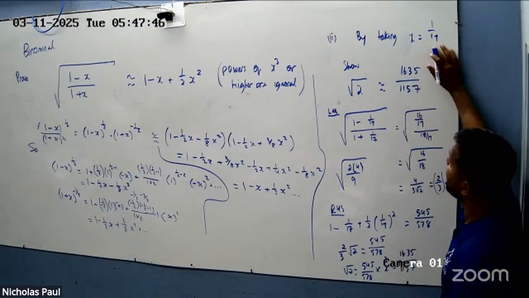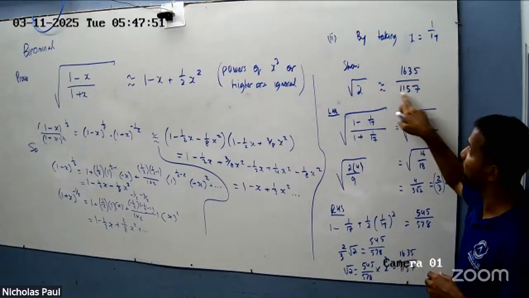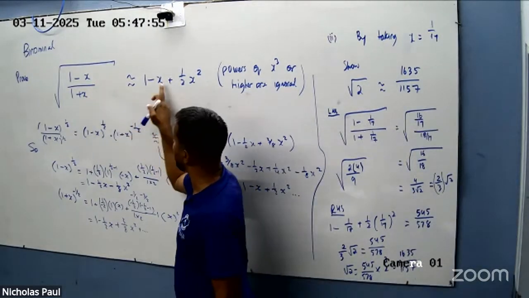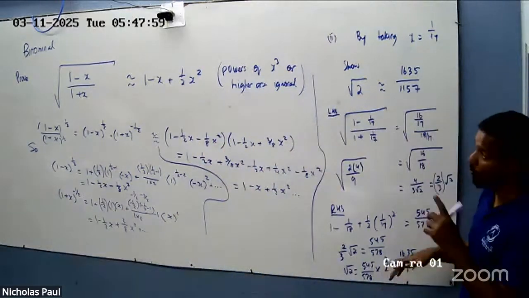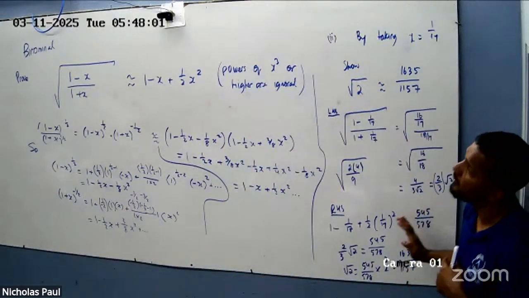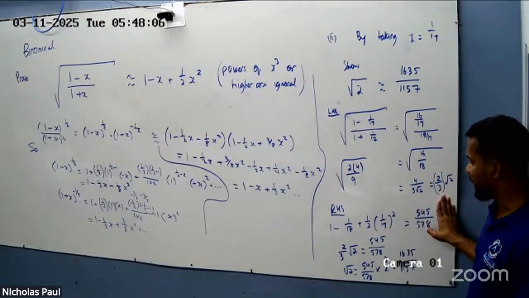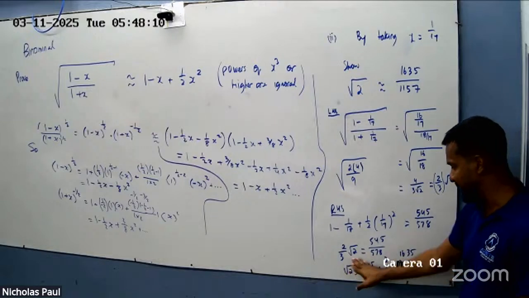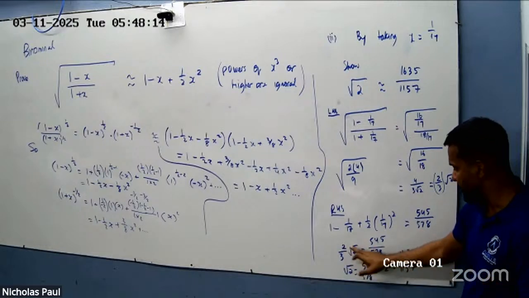Right, so here's what they said. They said by taking x is 1 on 17, show this equal to this. So what you have to do is plug in 1 on 17 here and 1 on 17 here, both sides. You plug in 1 on 17 on the left side, you will get here. If you plug in 1 on 17 on the right side, you will get here. So it means that this equal to this. This equal to this. And I move across 3 on 2 to get it.